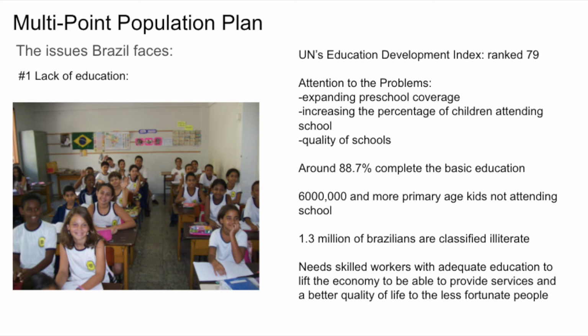In the UN's Education Development Index, Brazil ranks at 79th place, which is very low compared to Chile, another Latin American country, ranked 41. The problems that need more attention are expanding preschool coverage, increasing the percentage of children attending school, and the quality of the schools.